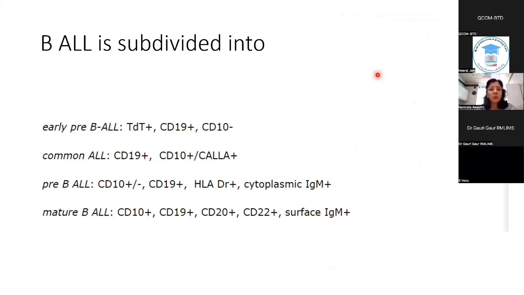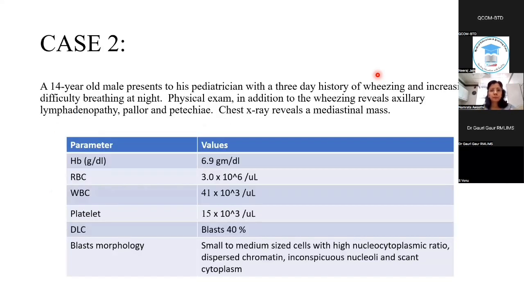The early pre-B, in which CD10 is negative and TdT is positive. The common ALL, which is the most common type, which expresses CD10. Pre-B ALL, in which cytoplasmic IgM comes up, and the mature B-ALL. Although we do not routinely categorize B-ALLs into these 4 types on flow.